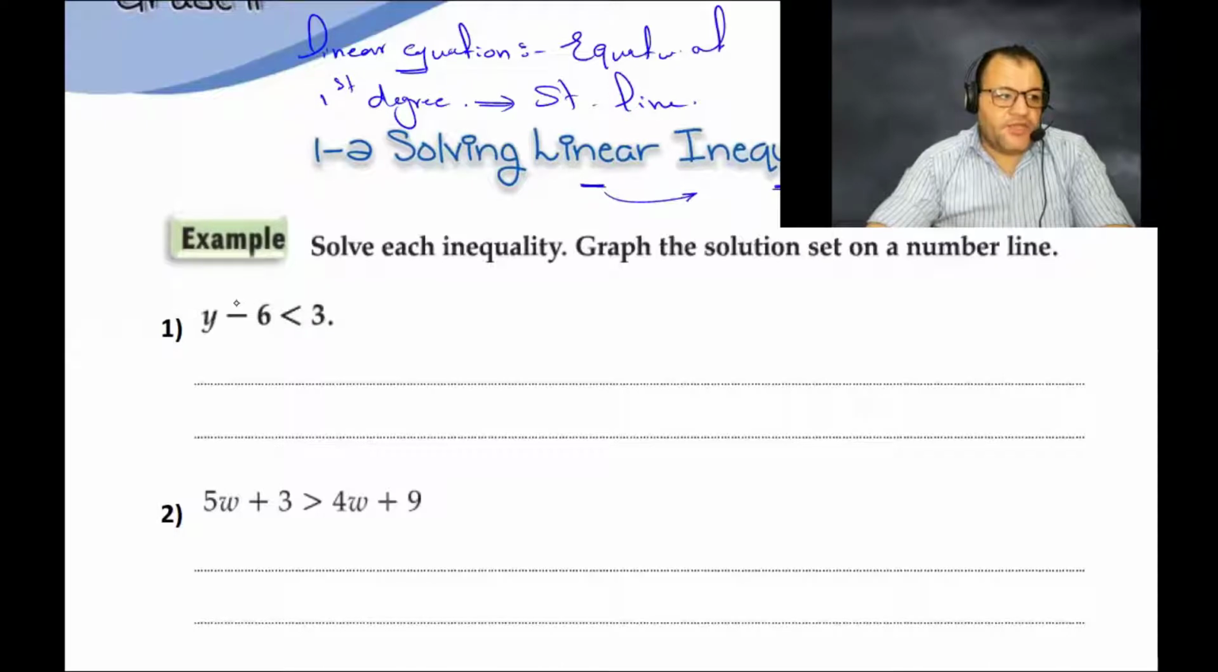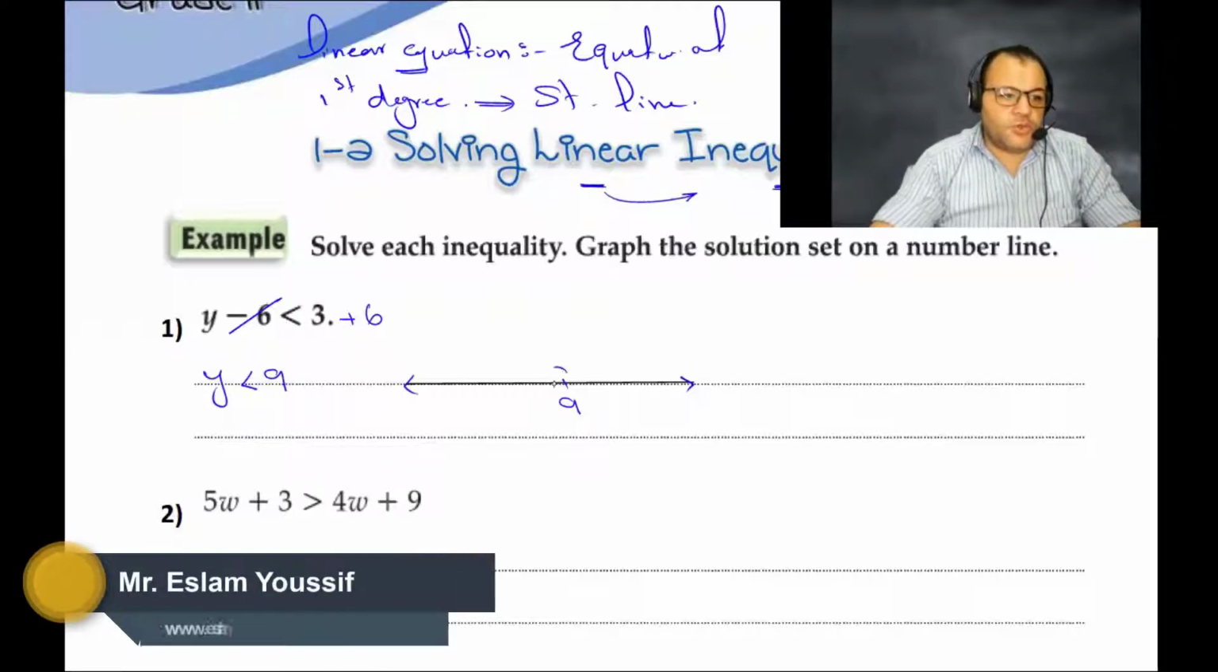By shifting sides, negative 6 goes to the other side by the inverse operation, or by adding 6 to both sides. So it will be y is smaller than 3 plus 6, which equals 9. Okay. So how can we represent this one using the number line? That is 9. I need y is smaller than 9. It means 9 is included as the solution or not included? Not included, so it will be an open circle and we are going to the left.